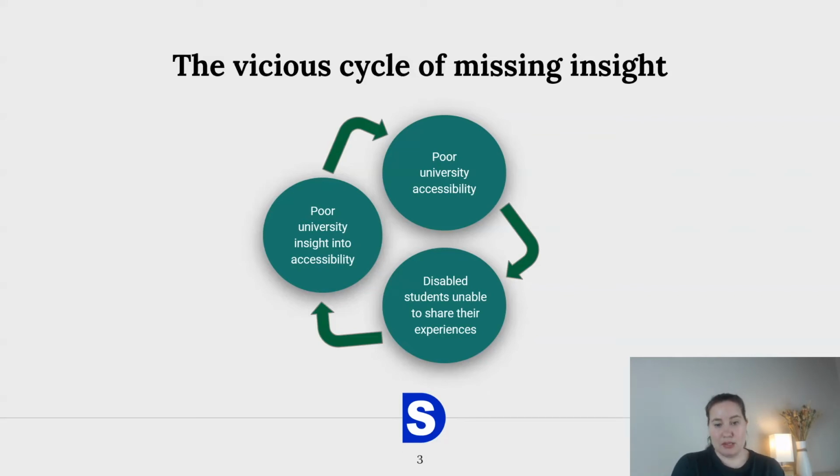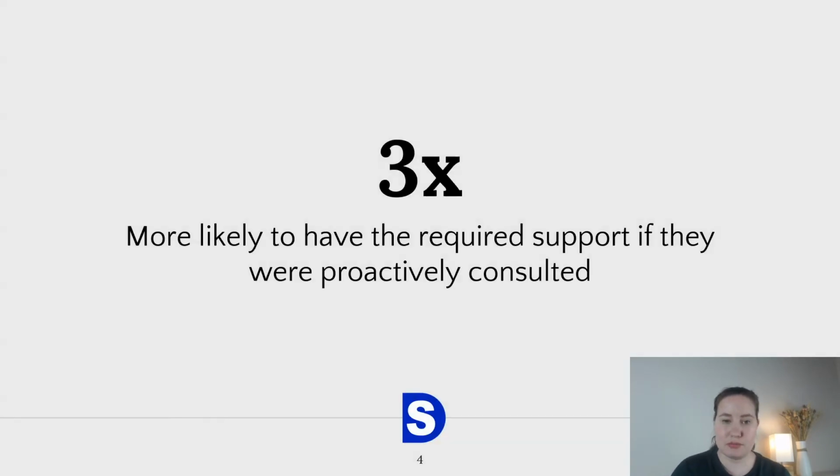Of course, this ends up creating a vicious cycle. What you don't understand, you can't fix. And when staff members don't understand disabled students' experience, they're unable to put the correct structures in place to create accessibility. The lack of accessibility in turn keeps disabled students from sharing their insight, which of course keeps staff members from understanding disabled students' experiences. And on the cycle goes.